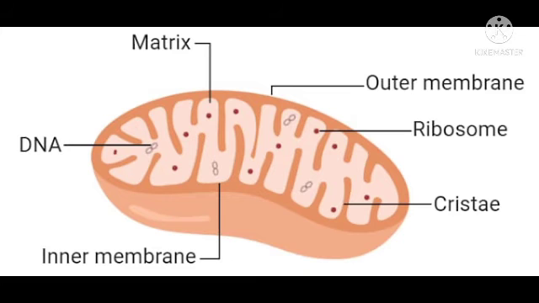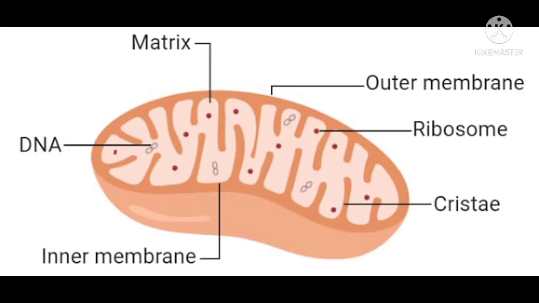Mitochondria's other name is powerhouse of the cell. Why it is called the powerhouse of the cell? Because it provides power, the energy, to the cell. So mitochondria is also known as powerhouse of the cell. Let us see the structure of mitochondria.